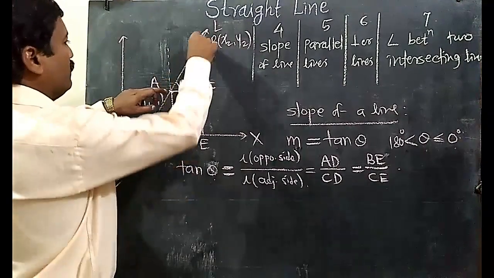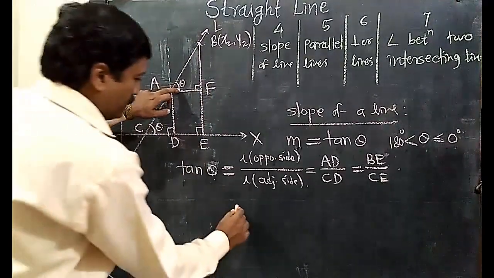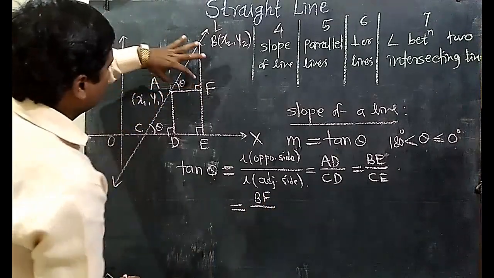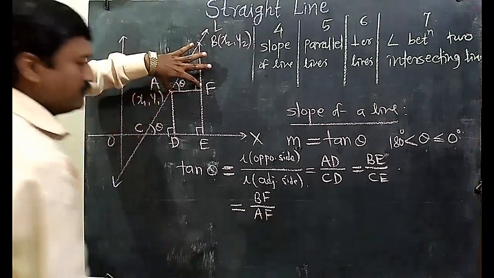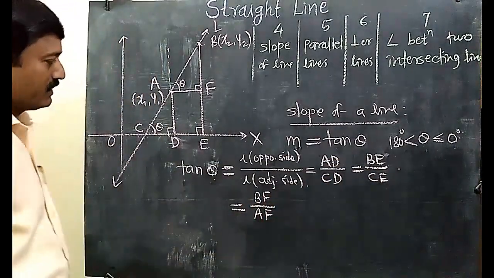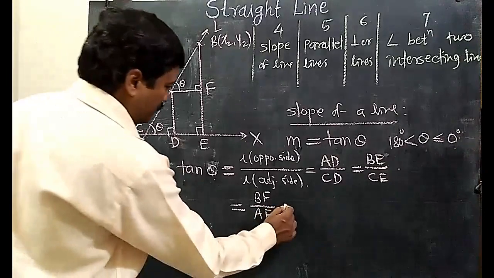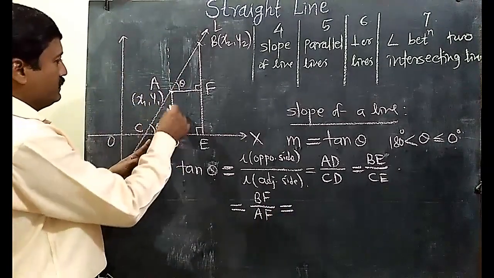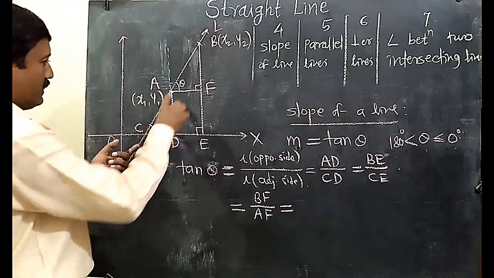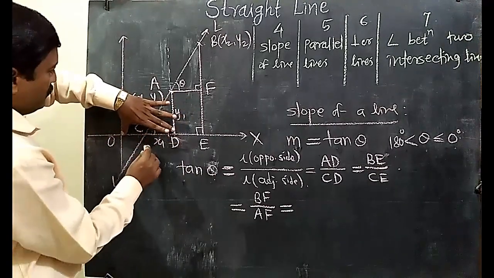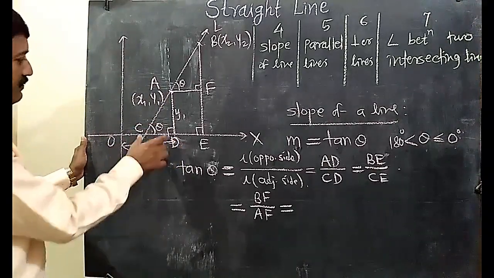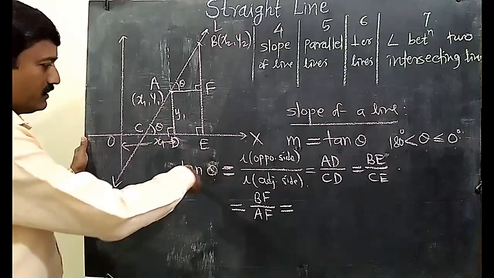Now in this triangle ABF, again we can write tan theta is equal to the opposite side BF upon the adjacent side AF. So for tan theta, in this figure we have three right angle triangles, so we get three equal ratios here. From using any one ratio we can find tan theta. For this triangle, this much is x1 and this much is y1. So if you find this CD, then we can take the ratio and find tan theta.